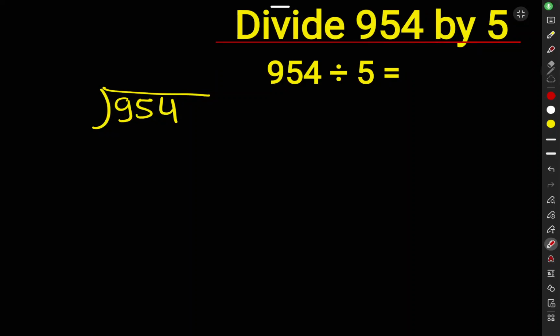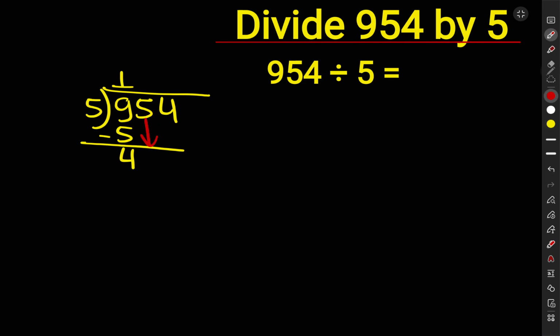We divide 954 by 5 in a long division method. 5 times 1 is 5. On subtracting we get 4.